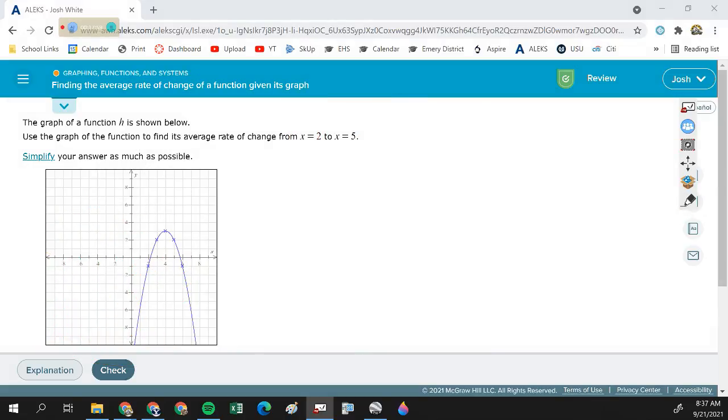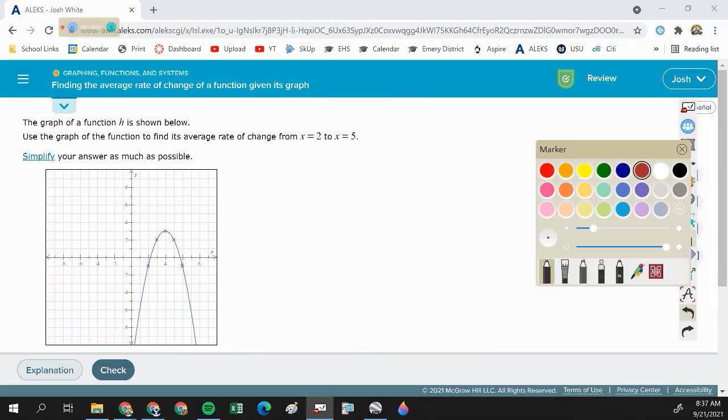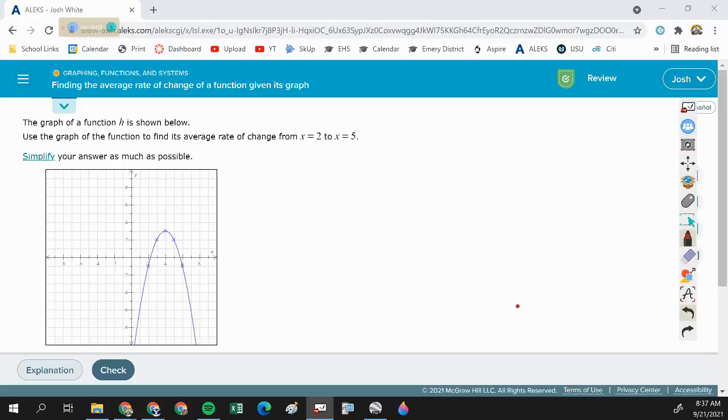Okay, so how do we do this problem? Well, it wants to know what is the average rate of change from 2 to 5 here. What is the average speed? Well, the average speed is just going to be the slope between there. So we have 2, -1, and then we have 5, 2, and we just plug it into the slope formula.